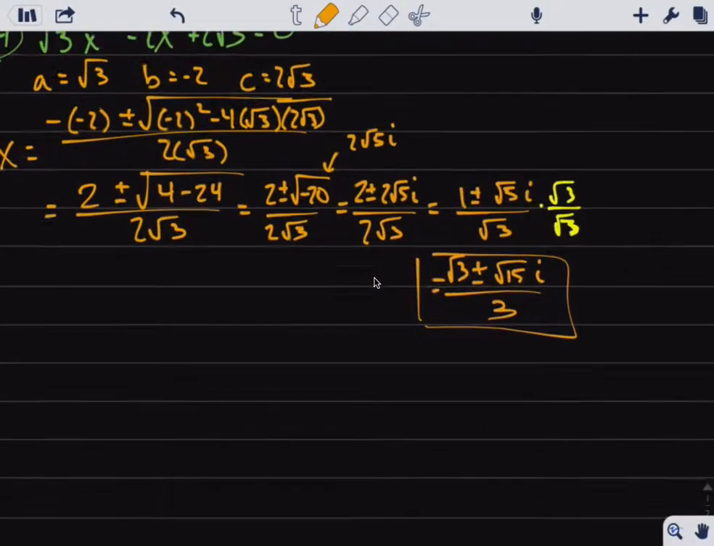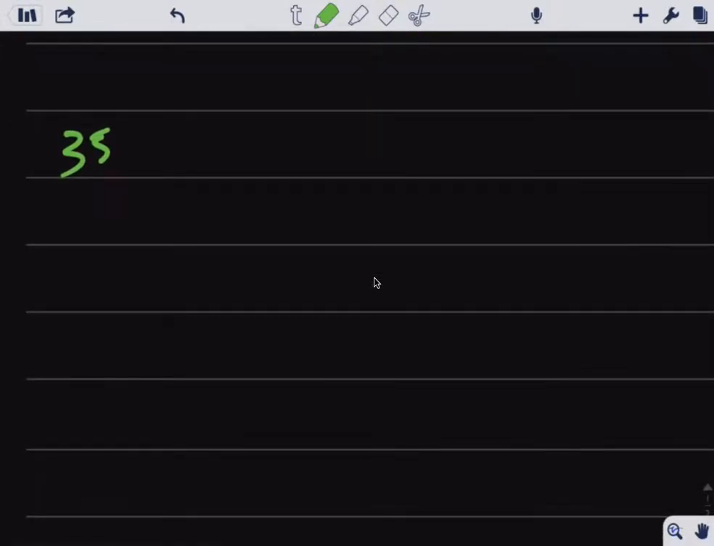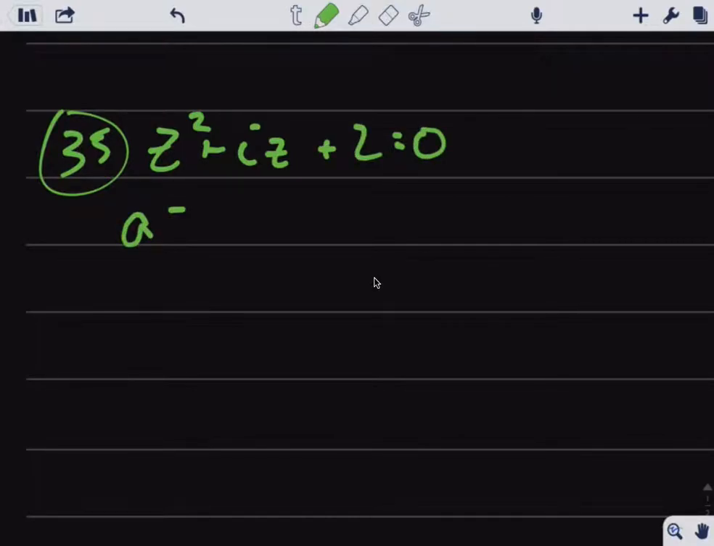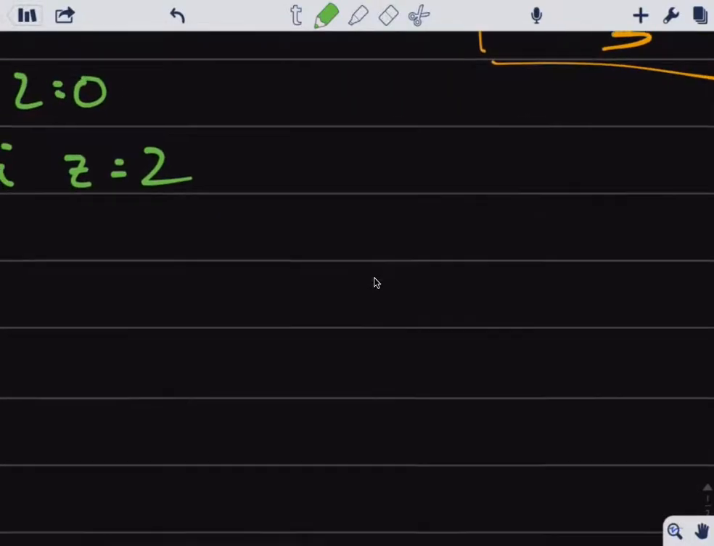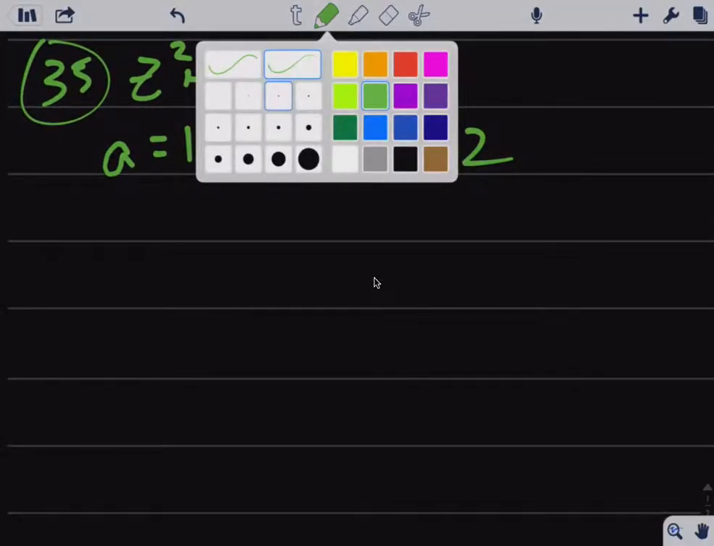All right, let's look at 35. This one is pretty straightforward. 35 is z squared plus iz plus 2 is equal to 0. So we're just going to go a is equal to 1, b is equal to i, c is equal to 2. So go from there. You can check that answer in the back of the book. If you have more questions, I'll be happy to help you simplify.